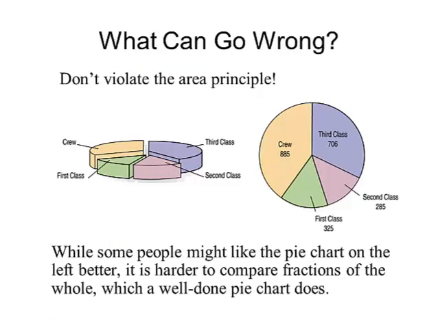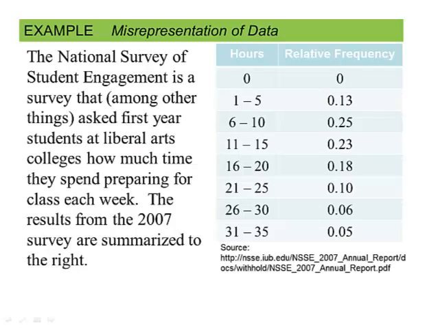Now, while some people may like the 3-dimensional pie chart on the left, the correct pie chart to use would be the two-dimensional one on the right. And the reason why is whatever slice is shown to the viewer looks larger than what it actually really is. Well, let's look at an example.